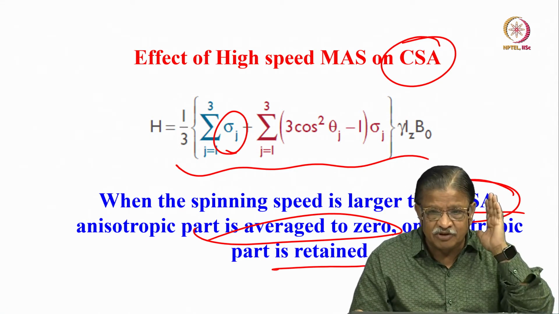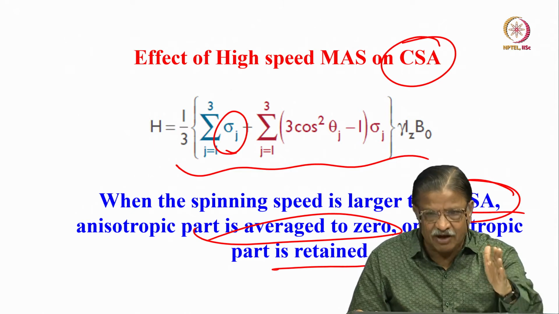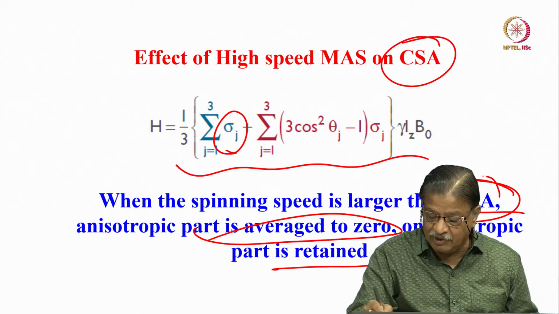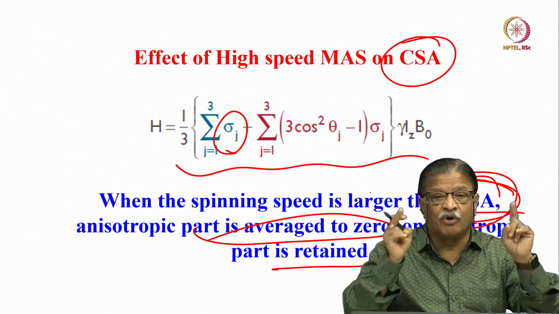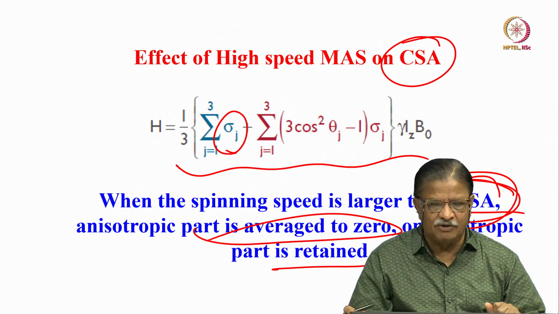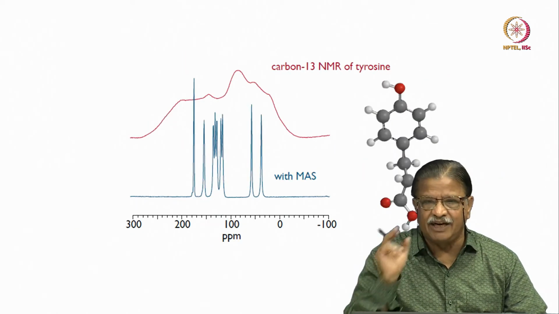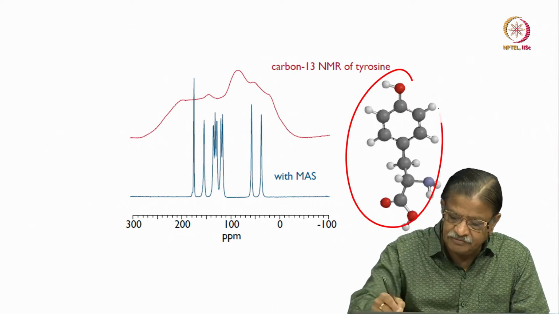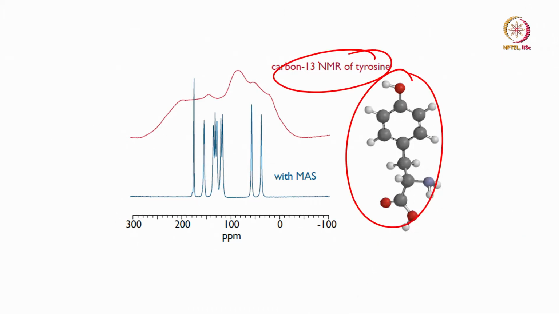The spinning speed should be, especially when you are concentrating on the chemical shift anisotropy, larger than the chemical shift anisotropy. Only then is the anisotropic part averaged out and the isotropic part retained. This is an example of a spectrum of tyrosine, taken from the literature. You see this is a powder pattern without spinning.